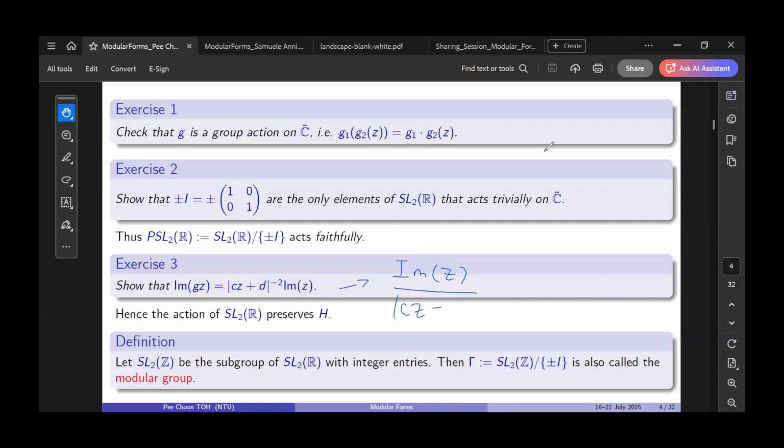Now we define SL2(Z), that is the subgroup of SL2(R) with integer entries. This is obvious. Then gamma is SL2(Z) modulo plus or minus identity. This gamma is called the modular group. Okay.